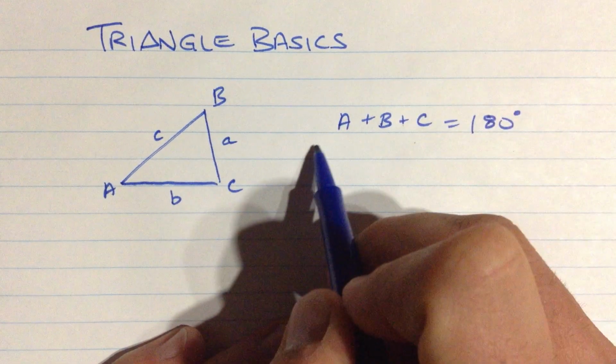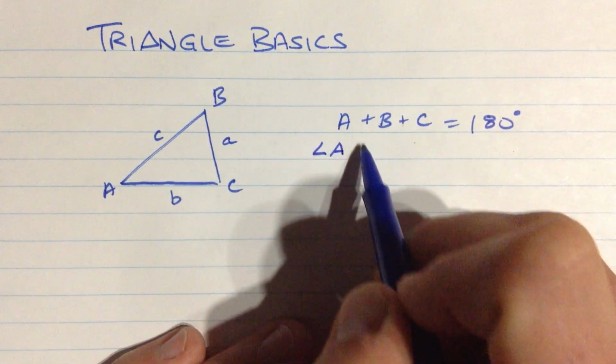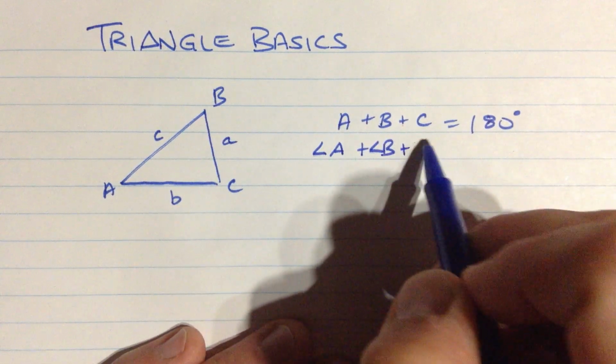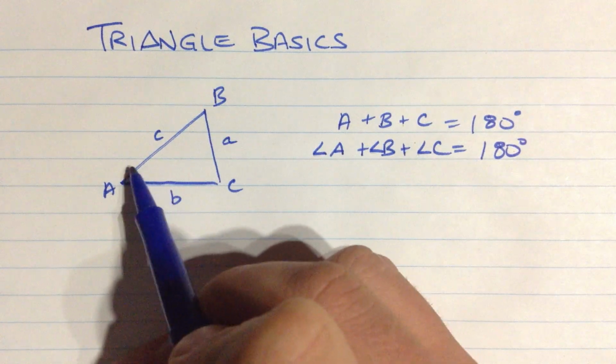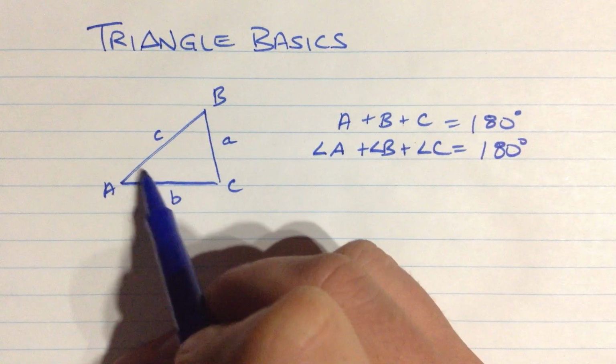Well, let's be really careful here. What I really mean is that the angle A plus the angle B plus the angle C is 180 degrees. Although if there's only sort of one angle to refer to, usually we mean this one right here inside.